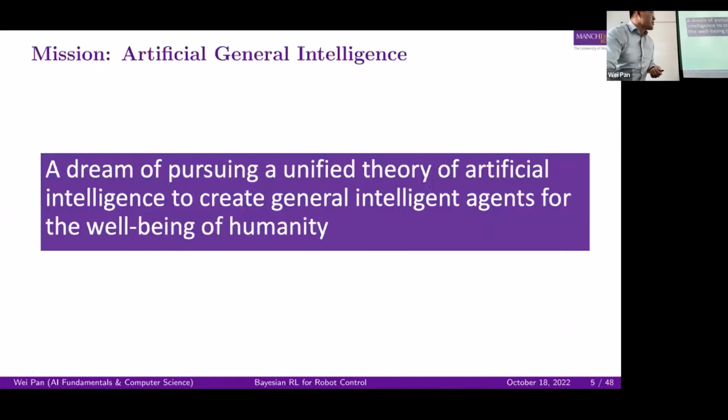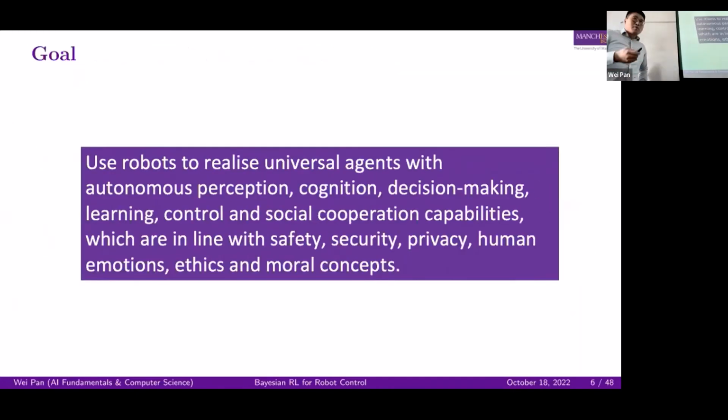But I do acknowledge the inspiration. I think many people had a dream of pursuing a unified theory of artificial intelligence to create a general intelligent agent for the well-being of humanity. And my goal is to use the robot to realize the universal agent with autonomous perception, cognition, decision-making, learning, control, and social cooperation capabilities, which are in line with the safety, security, privacy, human emotions, ethics, and moral concept.